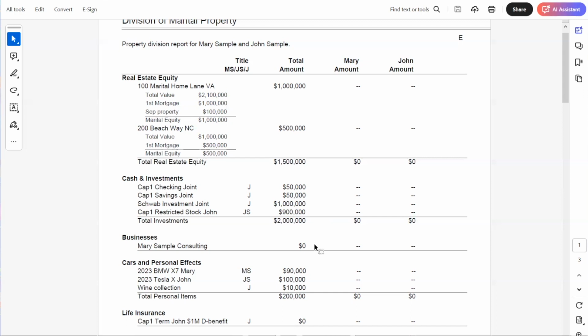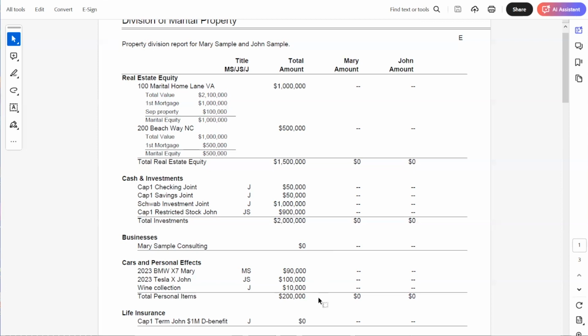Now, Mary owns her own consulting business, and right now we have a placeholder of 0. We then need to determine, is there a value to the business? And we will go into that more in a separate video. But for today's purposes, there's a $0 value because that is where it is today, and likely would stay that way because in this case, Mary is a sole proprietor, and her business really does not have a value to be split in a divorce.